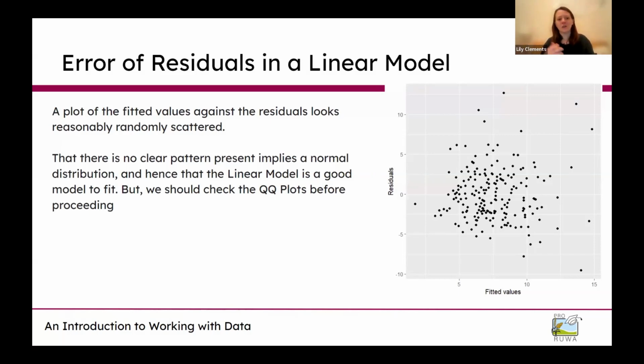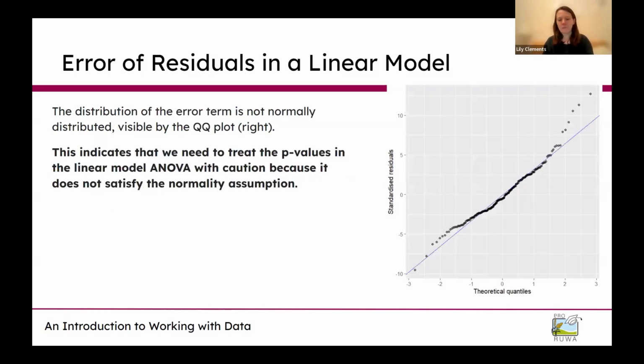And this implies that a normal distribution is sensible, and hence that the linear model is a good model to fit. But before we proceed, we can also check a QQ plot. A QQ plot is a plot of your theoretical quantiles against your standardized residuals. We don't need to go into the specifics of it, but down at the end of this topic is some more information on these different plots and how you can generate them as well.